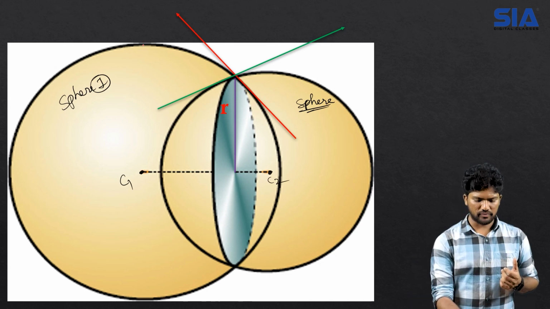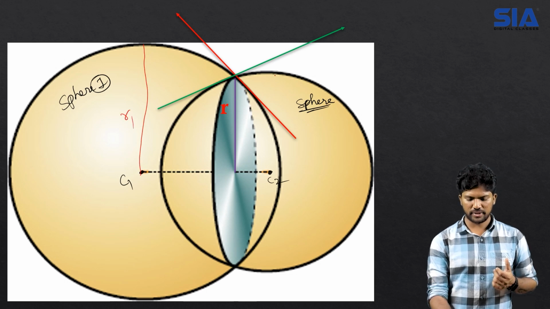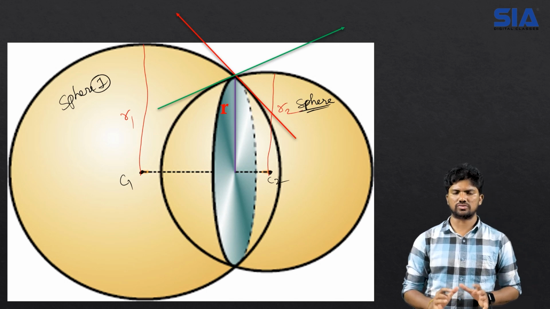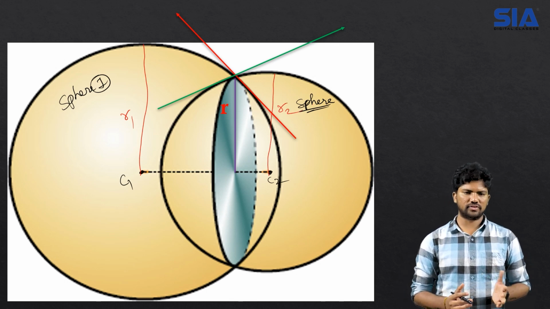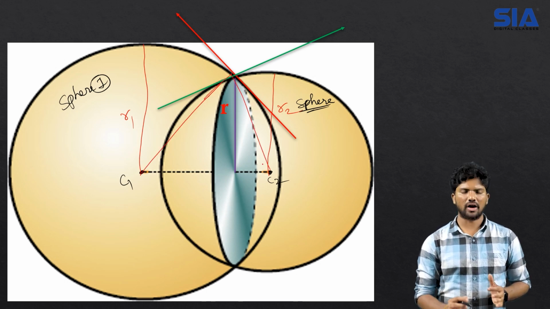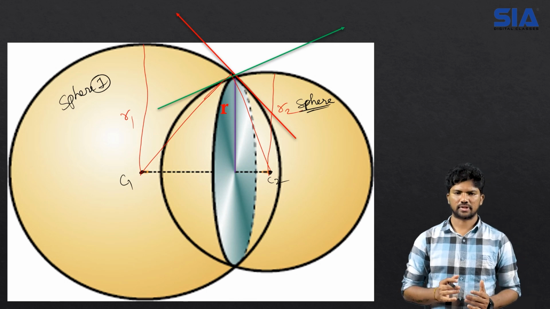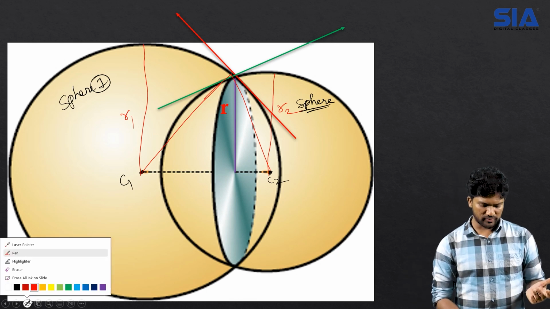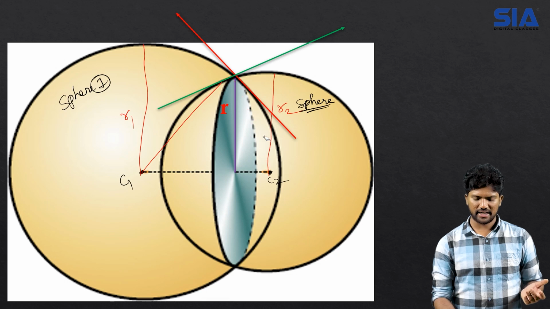Radius of the sphere 1 we can take from here to here, this is small r1, and the radius of the sphere 2 we can take, this is r2. Radii r1, r2 of two spheres. Instead of taking it like that, we can also take it like this, but here we have to focus on the common circle. How can we get the common circle whenever two spheres are intersecting?